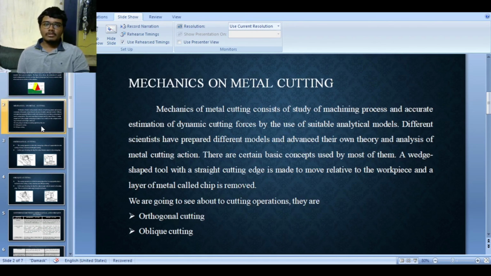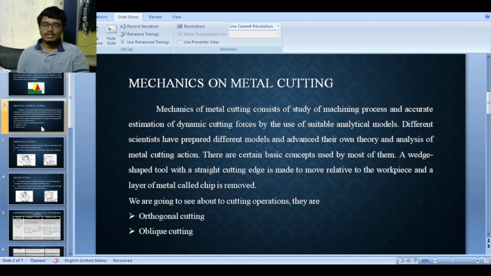So, mechanics of metal cutting. Mechanics of metal cutting consists of a study of the machining process and accurate estimation of dynamic cutting forces by the use of a suitable analytical method. Different scientists have prepared different models and advanced their own theory and analysis of metal cutting action. There are certain basic concepts used by most of them.